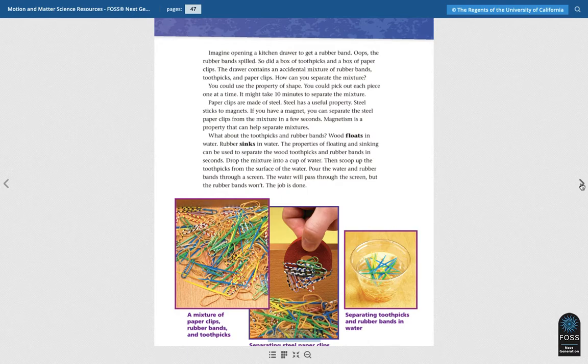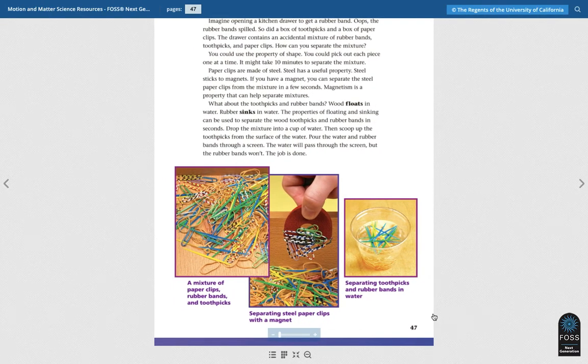What about the toothpicks and rubber bands? Wood floats in water. Rubber sinks in water. The properties of floating and sinking can be used to separate the wood toothpicks and rubber bands in seconds. Drop the mixture into a cup of water. Then scoop up the toothpicks from the surface of the water. Pour the water and rubber bands through a screen. The water will pass through the screen, but the rubber bands won't. The job is done.